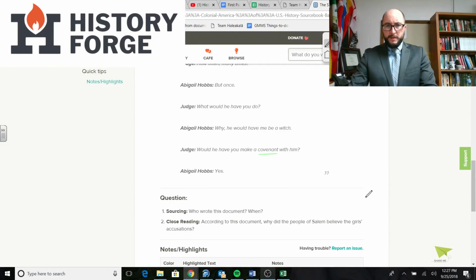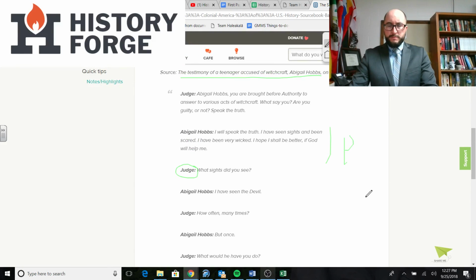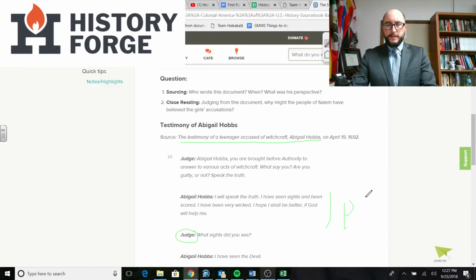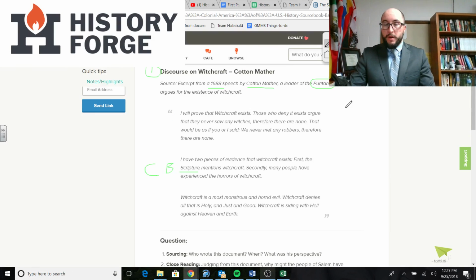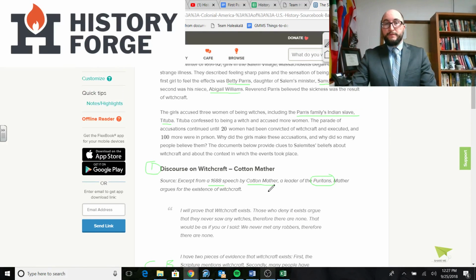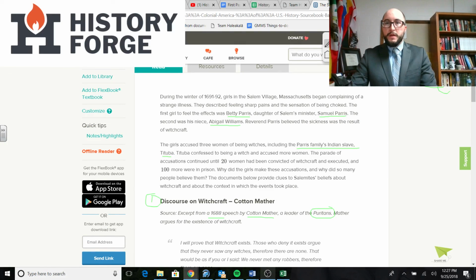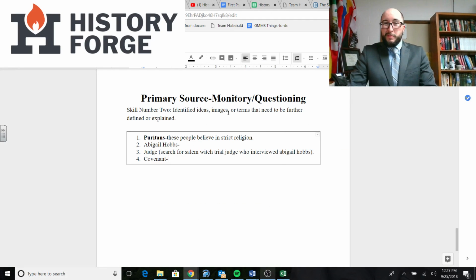So let me rush through it one more time. I don't think there's much else in here as far as practicing our skill. If you are doing a Salem witch trial project, this is a really cool source. There's a lot of information in here you should probably try to use. But that's all primary source monitoring and questioning is. All I need to see is that you're doing this, looking for things, and then defining them.